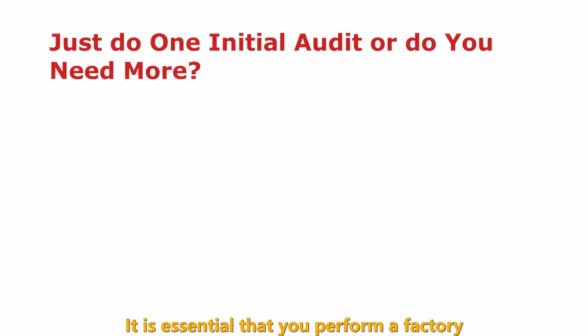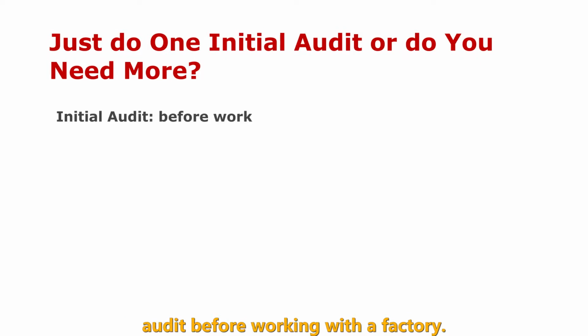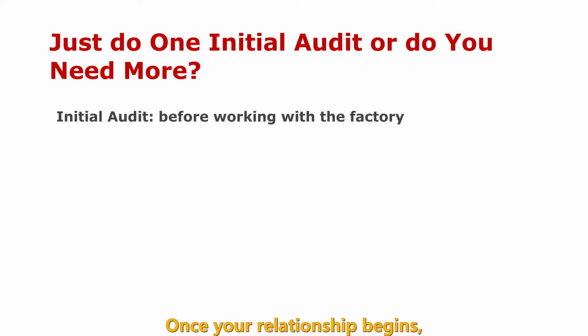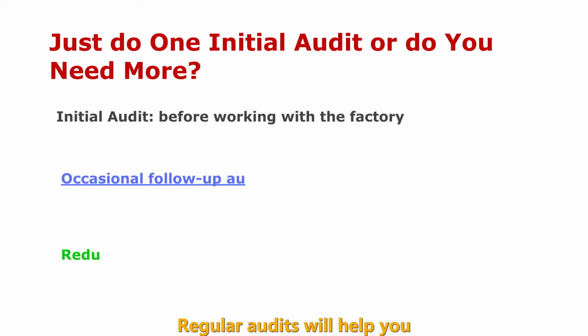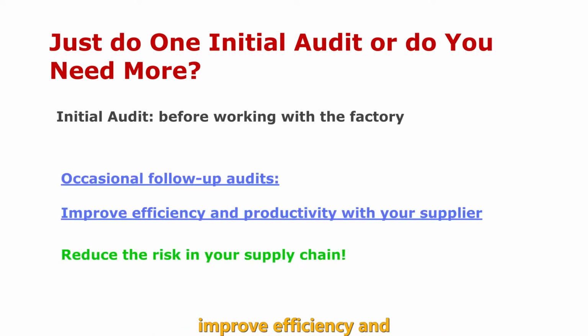It is essential that you perform a factory audit before working with the factory. Once your relationship begins, you should also do occasional follow-up audits to ensure compliance and track improvements. Regular audits will help you improve efficiency and productivity with your supplier, and they will help you minimize risk in your supply chain. You can also be sure that you are in compliance with laws and regulations, and you can be more confident in your ability to guarantee quality.